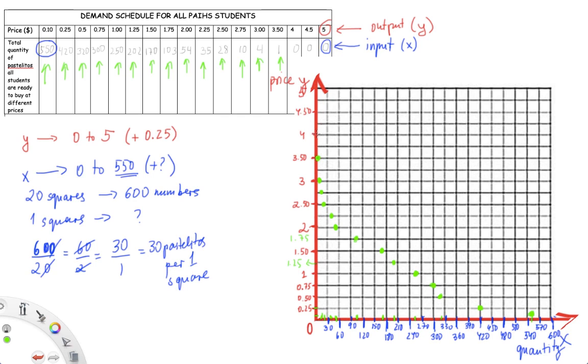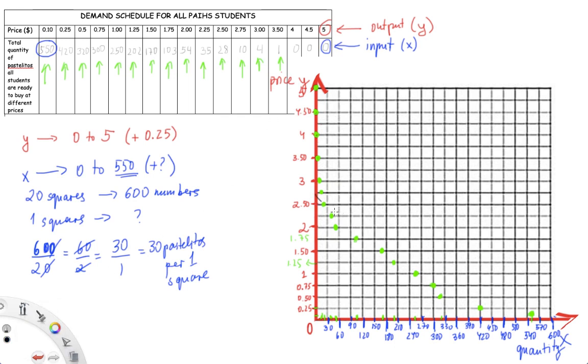And if I offer a pastelito at $4, my classmates say, oh, forget it. I don't care about your pastelito. You can eat it yourself. I'm not willing to pay $4 for it, or $4.50 or $5. So if you notice, we got a line which sort of looks straight. It's called a demand function.